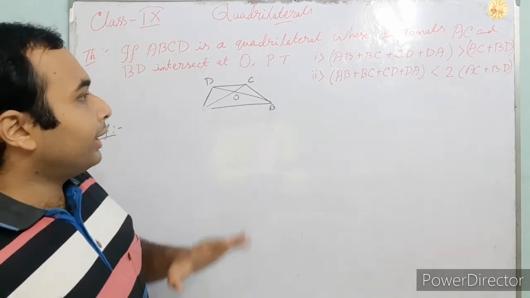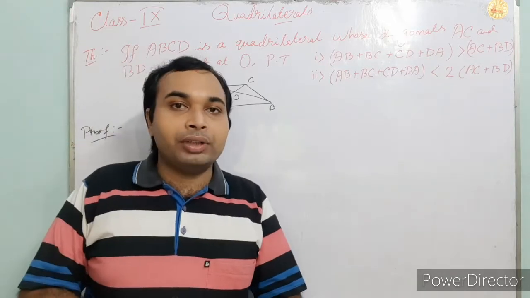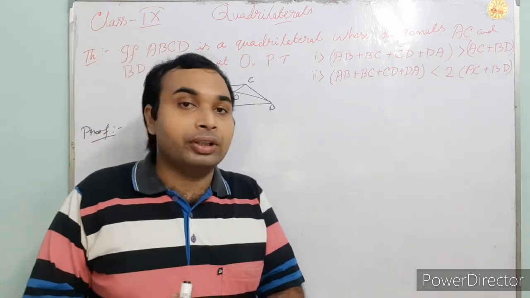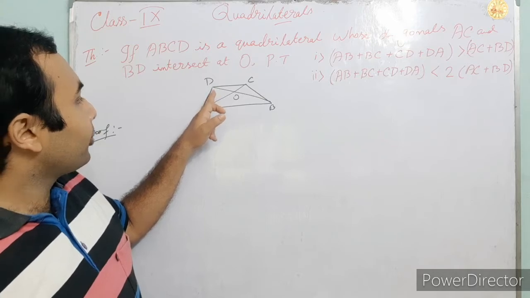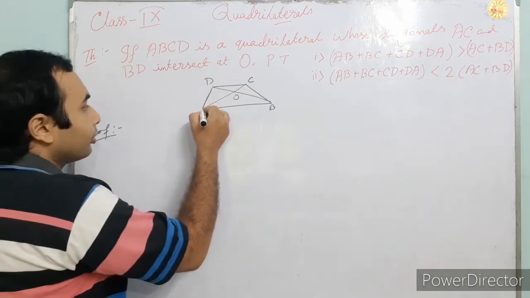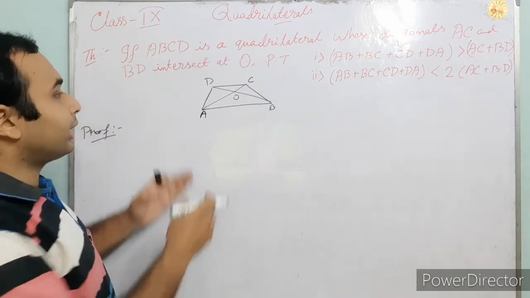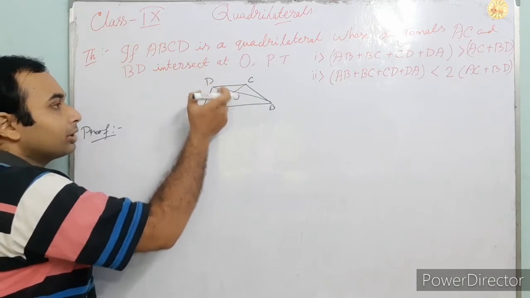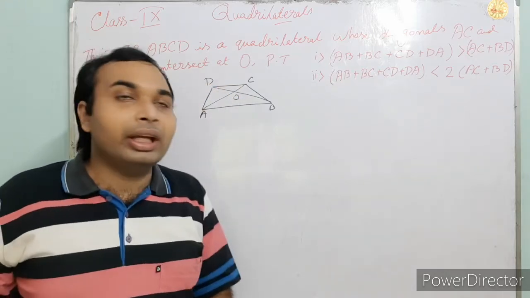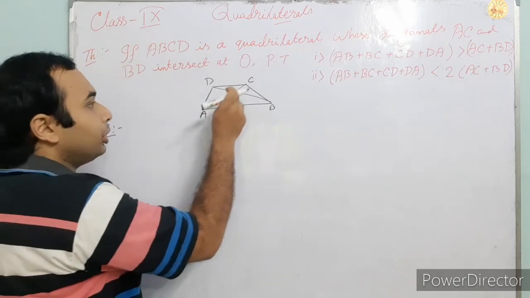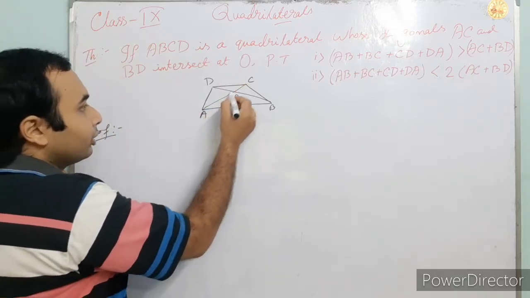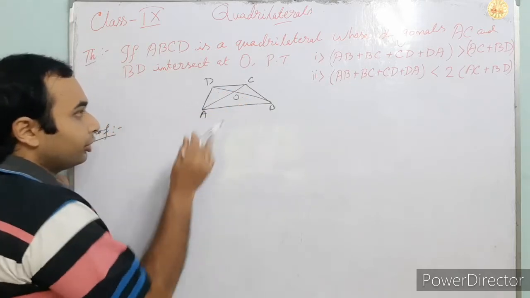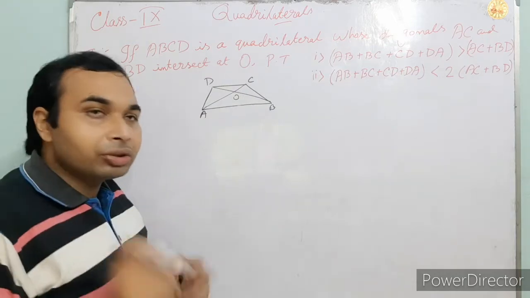Now proof number 2. Here also we will use the same property of the triangle, that is the sum of the two sides is greater than the third side, but the arrangement will be different. There we have taken the triangles ABC and ACD, with the common sides AC and BD. Here we will take AOB, BOC, COD and DOA. Those 4 triangles, we will take only those triangles.